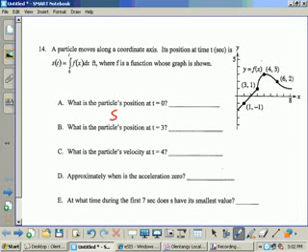Since s represents position, we're trying to identify what is s of 0. Well, s being defined as the definite integral, we need to evaluate the definite integral from 0 to 0 of f of x dx. We know that any definite integral going from 0 to 0, or any constant to the same constant, is equal to 0.